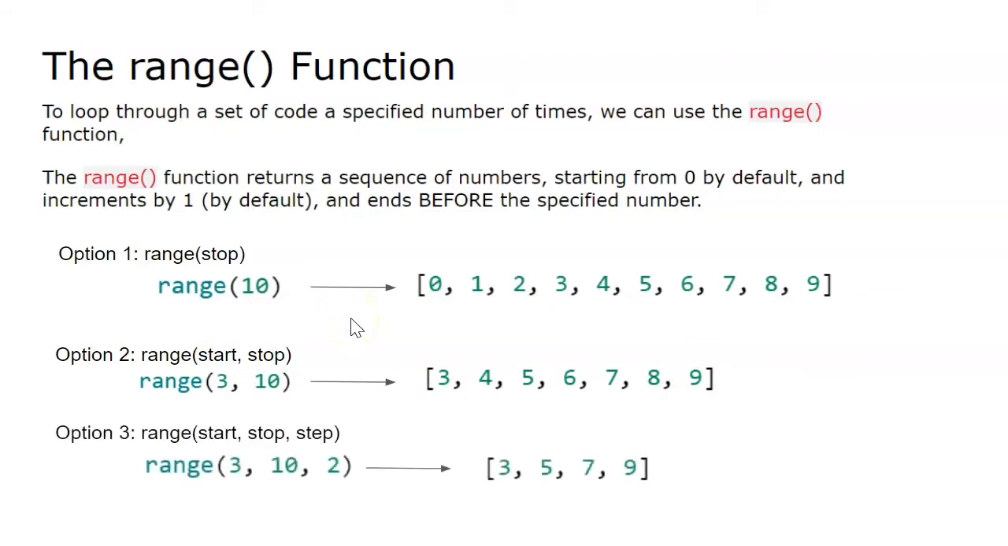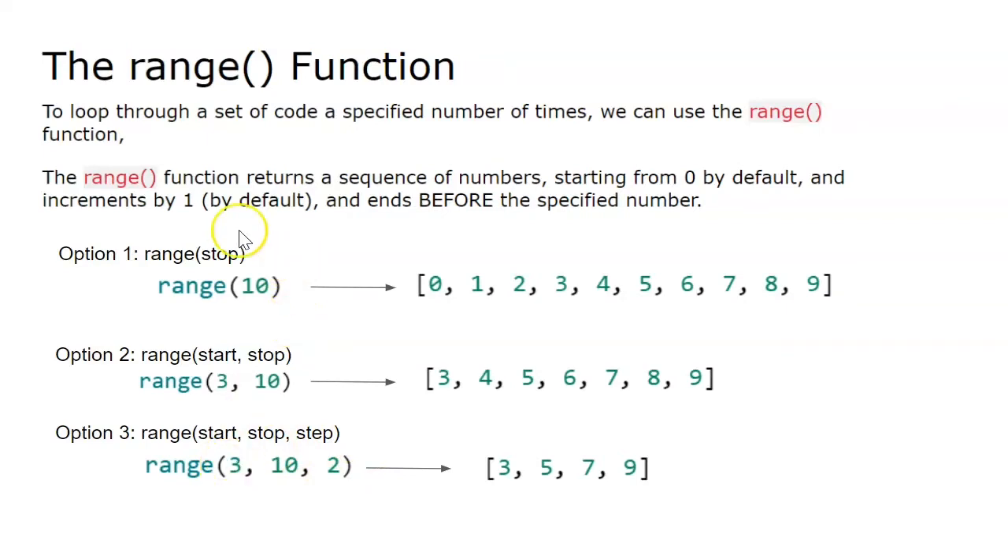Option 3 is if you give the range function 3 parameters: start, stop, and step. The start is what you're starting with, the stop is what you go up until, and the step is what you're stepping by. The default step is 1, so if you don't include it, it assumes it's 1. But if you do include it, then you can count by whatever you want. So 3, 5, 7, 9, because here we're counting by 2's starting from 3.